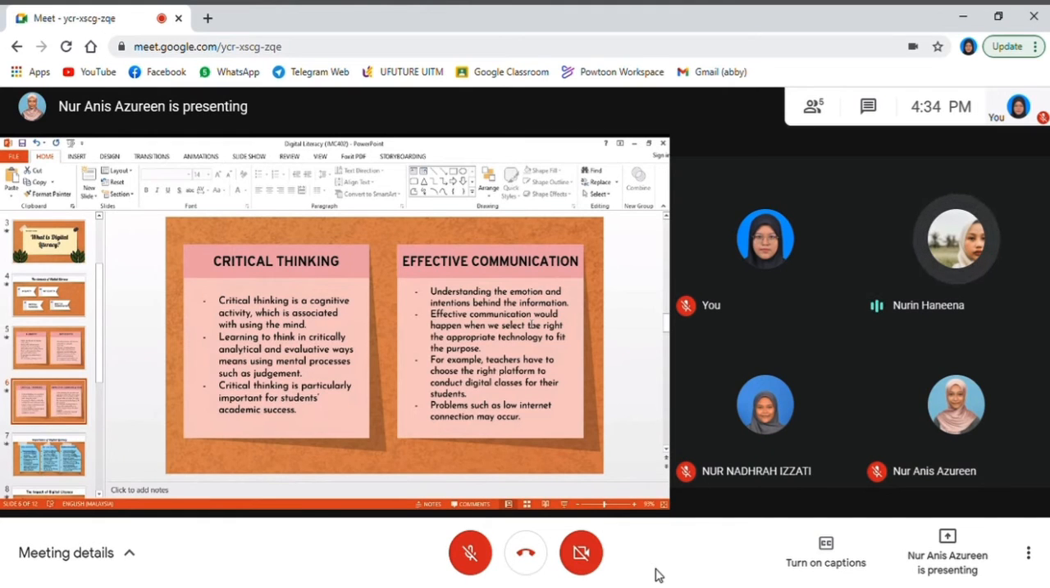The next one is effective communication. Effective communication is understanding the emotion and intentions behind the information. Effective communication would happen when we select the right, appropriate technology to fit the purpose. For example, teachers have to choose the right platform to conduct digital classes for their students. They also have to tackle problems such as low internet connection that may occur among students.